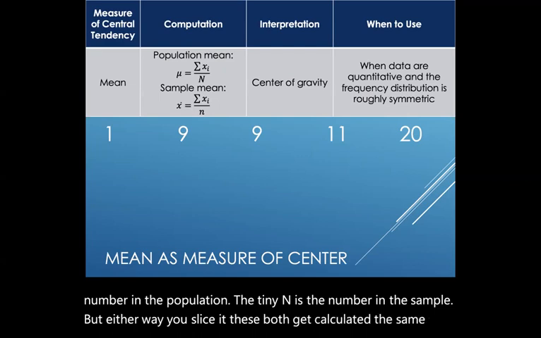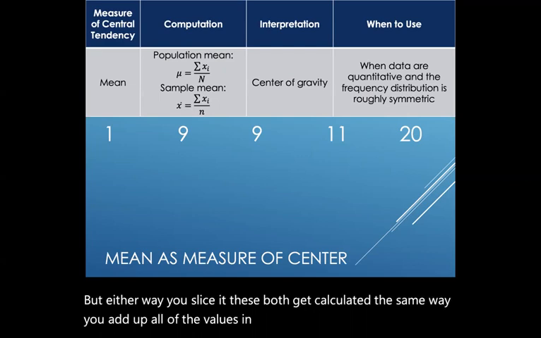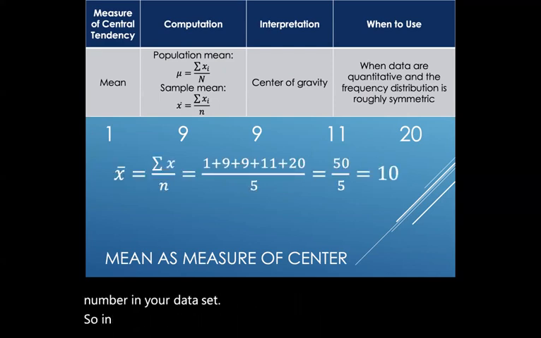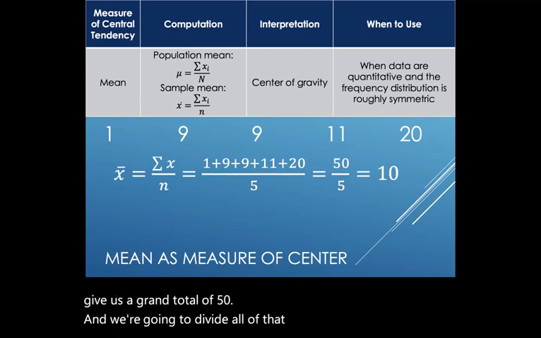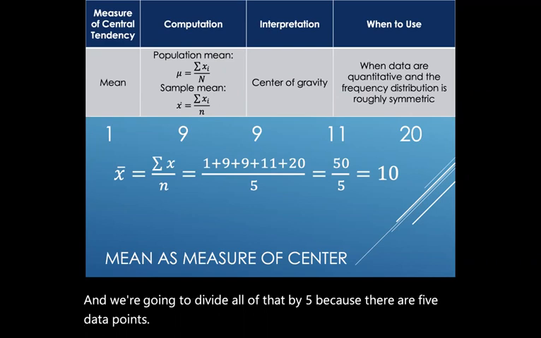You add up all of the values in your data set and you divide by the number in your data set. So in this case, we're going to add up 1 plus 9 plus 9 plus 11 plus 20. That'll give us a grand total of 50. And we're going to divide all of that by 5 because there are 5 data points. Therefore, the mean in this case would be 10.